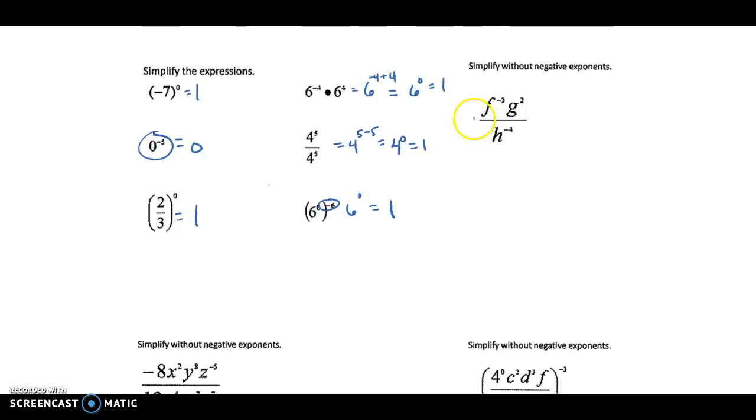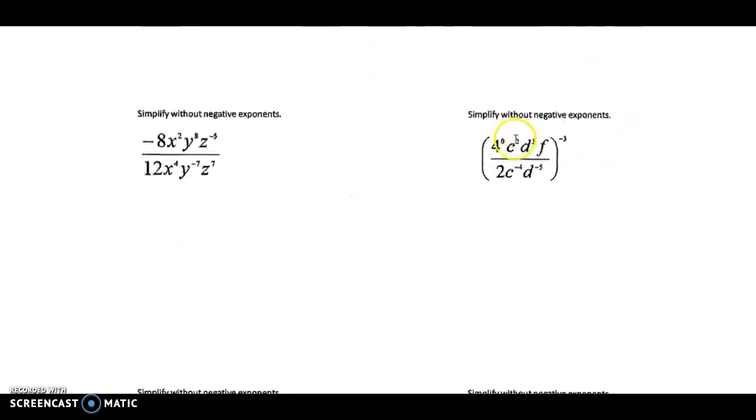Now a couple more simplifying. For example here, first thing I do is I look to get rid of negative exponents, then I simplify. So, since that's a negative exponent, that's going to go down, make that exponent positive. G to the second has a positive exponent, so it's going to stay up. H has a negative exponent, so it's going to come up. And I can't simplify anymore, so I leave it as is.